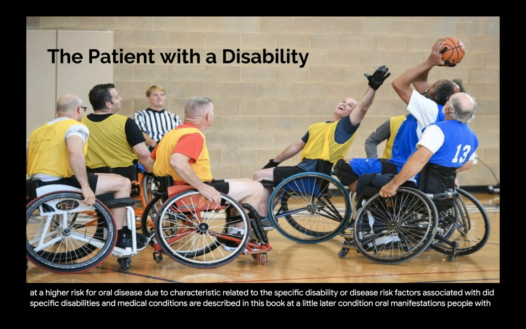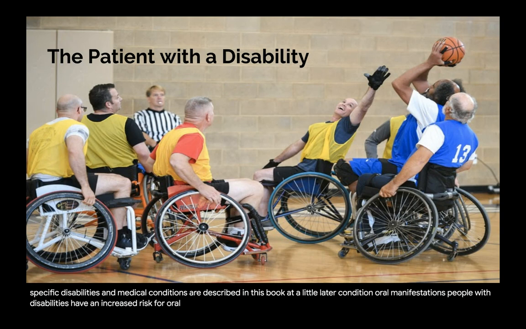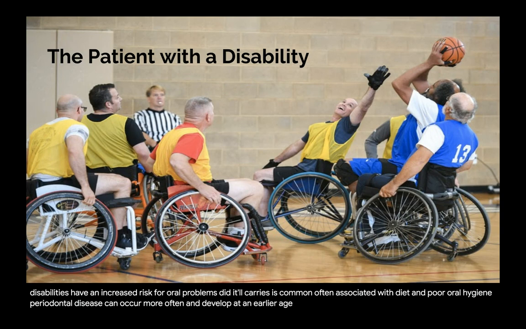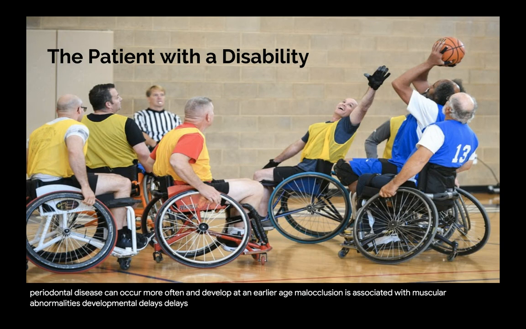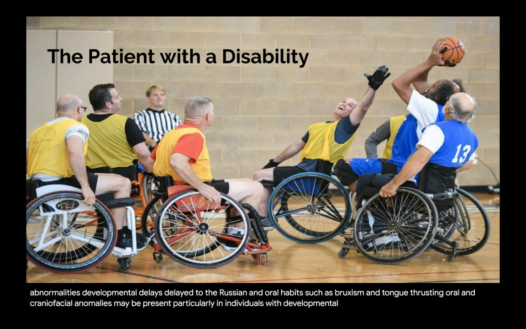Oral manifestations. People with disabilities have an increased risk for oral problems. Dental caries is common, often associated with diet and poor oral hygiene. Periodontal disease can occur more often and develop at an earlier age. Malocclusion is associated with muscular abnormalities, developmental delays, delayed tooth eruption, and oral habits such as bruxism and tongue thrusting. Oral and craniofacial anomalies may be present, particularly in individuals with developmental disabilities.